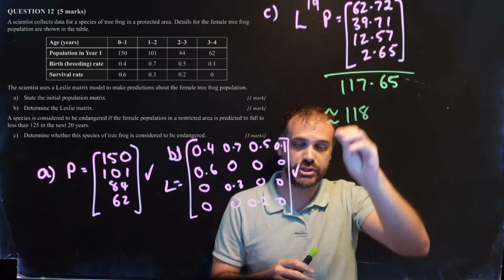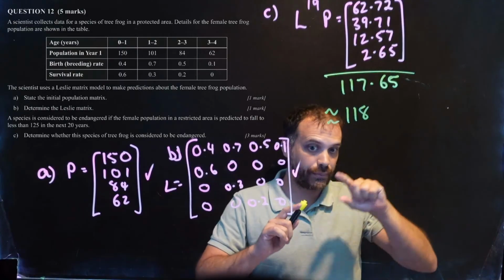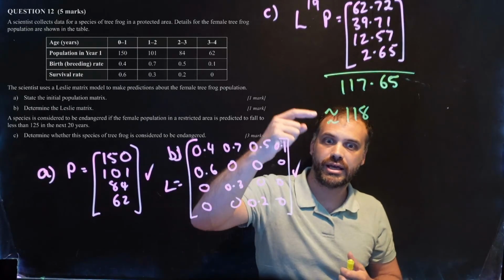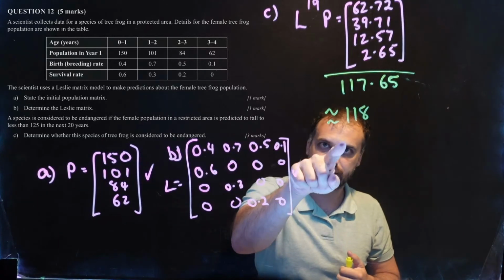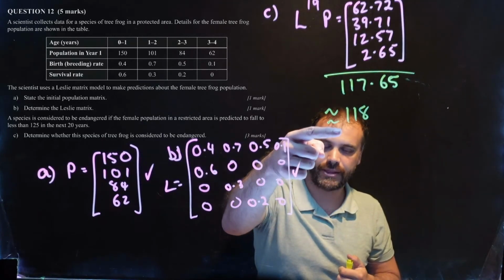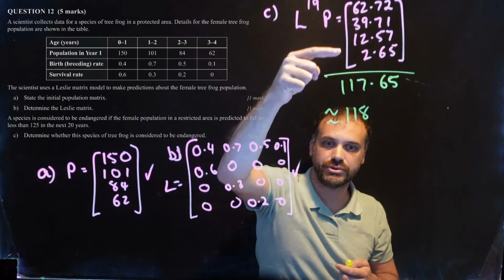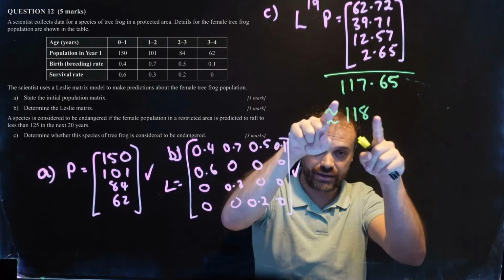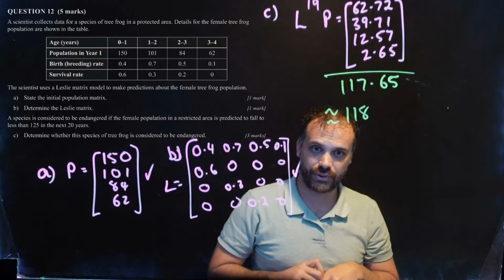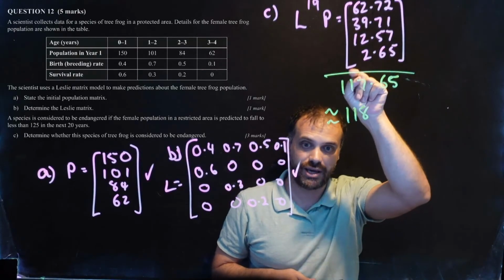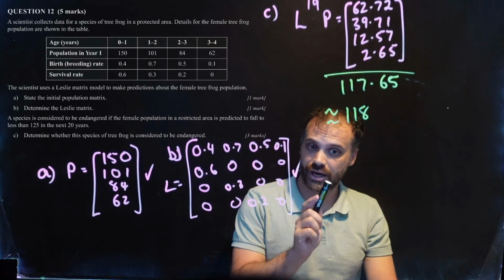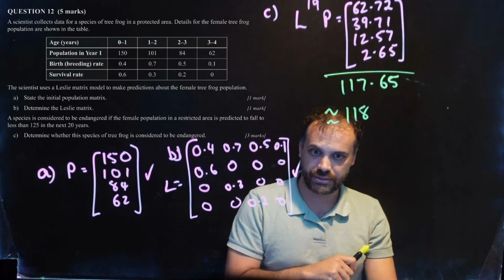I'll defend my position for a second. Leslie matrices are predicting the future. They're estimates, not exact values. So if I want the best estimate of the total population, I should use decimals in those buckets because they're all estimates, and then take that value and just do that one. I think I'm adding unnecessary errors if I round each of those, but your teacher could have a different opinion. Debate me in the comments.